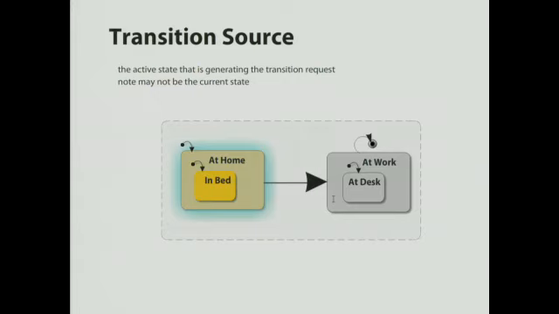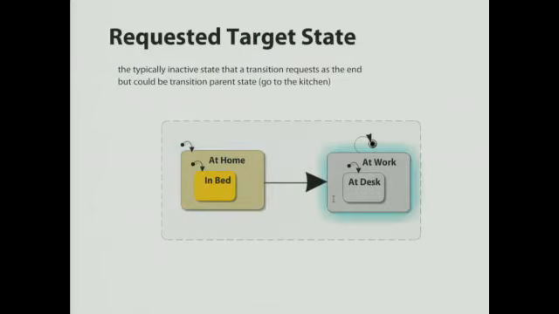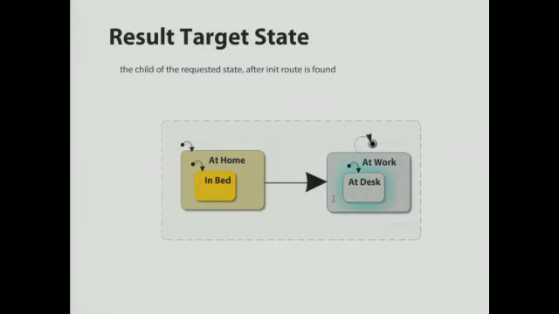We notice that the in-bed is the current and the active state, so this is the one that's getting all the events. And our target state is the one that's specified at the end of the transition, so the at-work state. We're not actually specifying at-desk. The result target state is what's going to happen after the end of this transition, because we have a default action to perform, or default initialization.